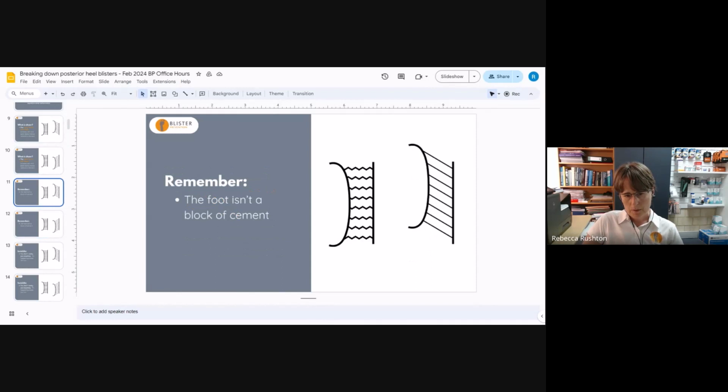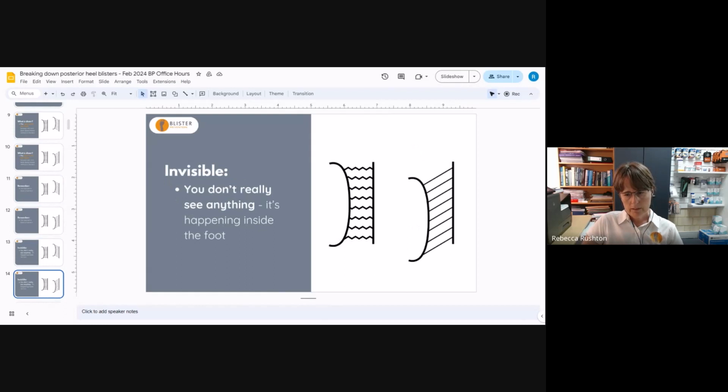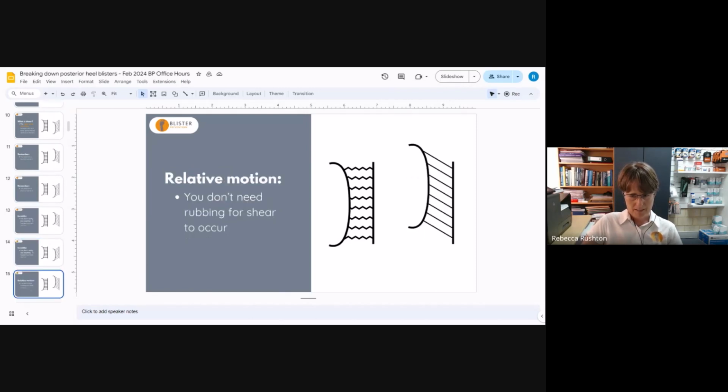So it's important to remember that obviously the foot isn't a block of cement. The bones move within the foot and the skin doesn't necessarily follow. And that's kind of why skin markers aren't always indicative of bone position. Unfortunately, shear isn't readily visible because it's basically under the skin surface. It's happening inside the foot. So that makes it a little bit difficult to fully appreciate. And as you can see here, you don't need rubbing for shear. You can see that the skin surface isn't moving at all. And yet as the bone moves back and forth, the soft tissue between skin and bone is stretching and distorting or deforming. And that's what shear is.